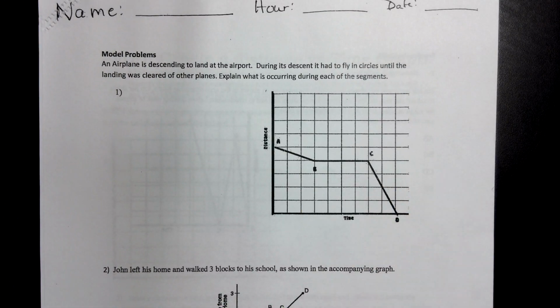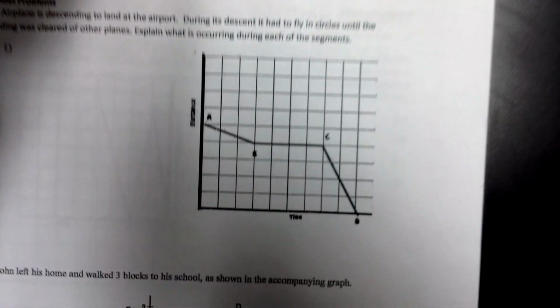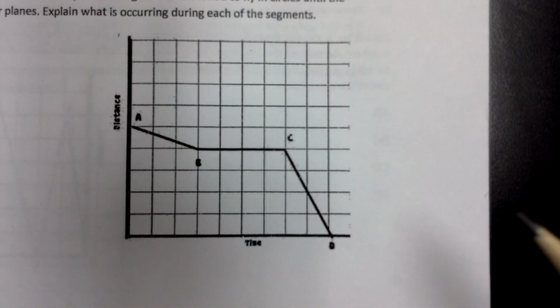I wanted to talk to you about how to read a distance versus time graph and then do a couple examples for you. So the first thing that I need you to understand is that this is a distance versus time graph. And before you even start to read the story up here, it's important to make sure you understand what's going on in the picture.